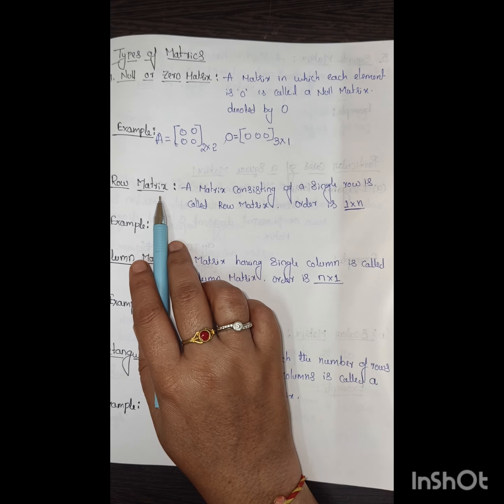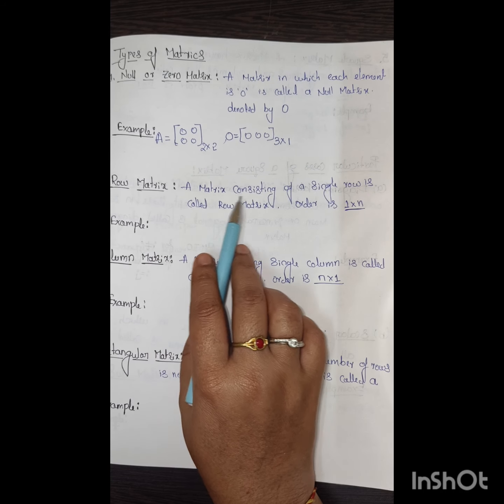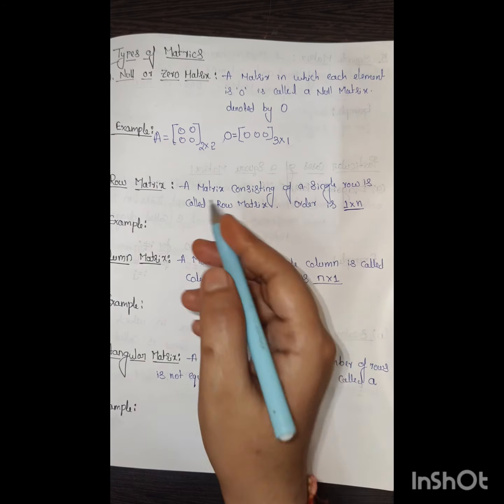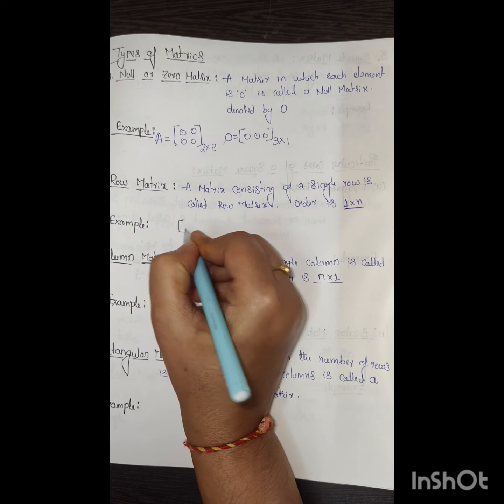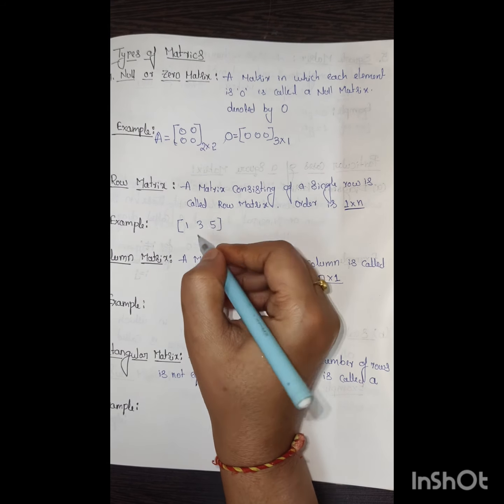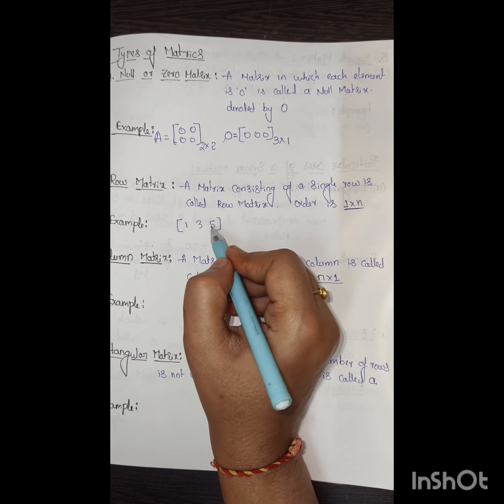Next is the row matrix. What is a row matrix? A matrix consisting of a single row is called a row matrix. So it should have only one single row: 1, 3, 5. Here how many rows are there? Only a single row. Columns, it is 3.